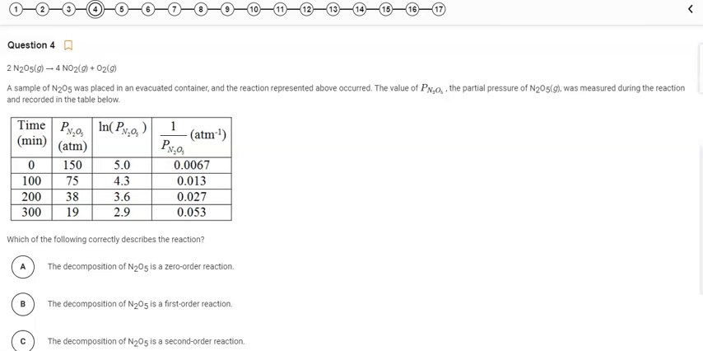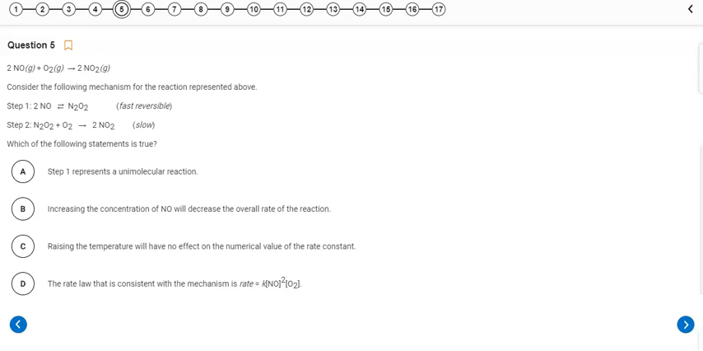When you have time plotted against the natural log of either pressure or concentration, and it forms a negatively sloped straight line, that means it's a first order reaction. Go back and watch the videos if you didn't know that. So the decomposition is not zero order. The answer is B, it's first order.